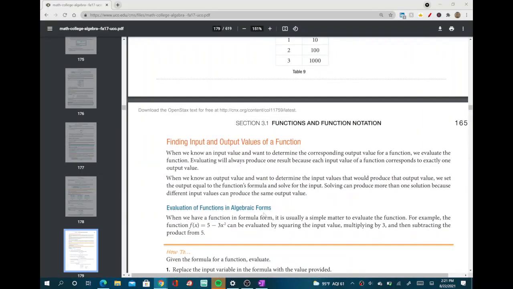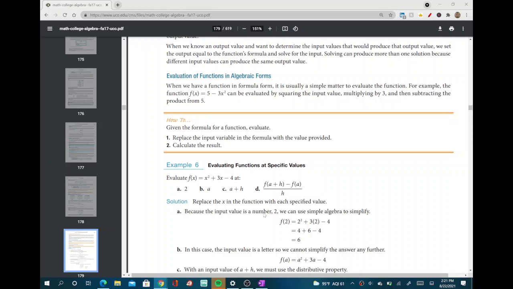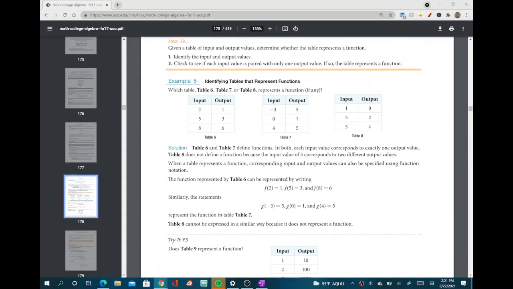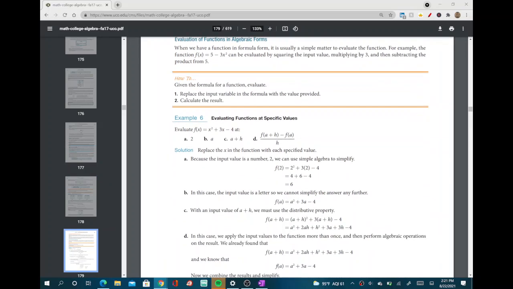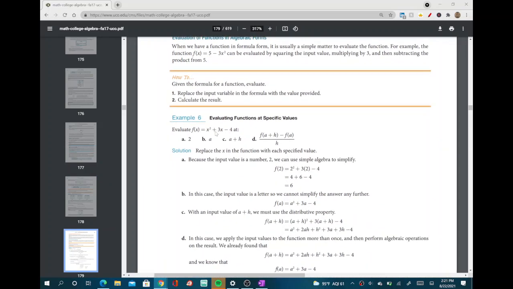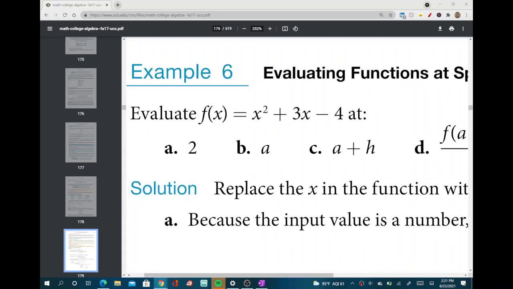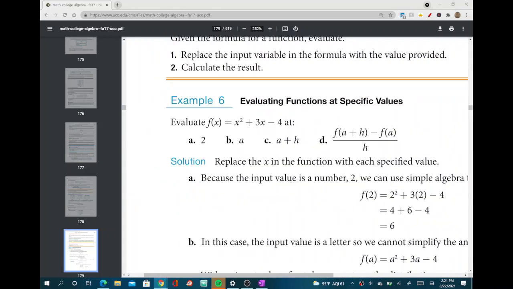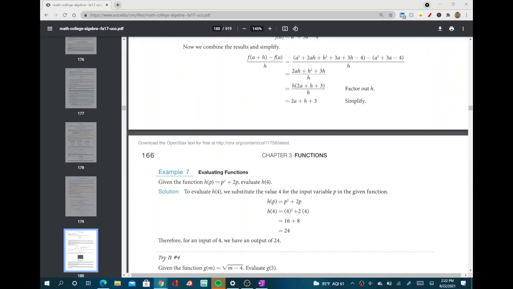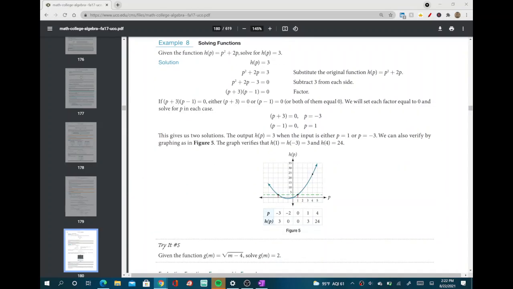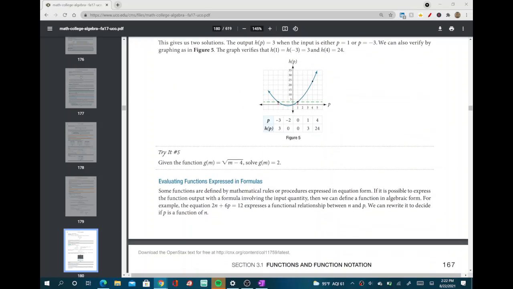So, let's see. Here's another thing, and I believe that for functions we have to know how to evaluate functions, and I believe that this is the last thing I'm going to go over, because I don't want to overwhelm anybody.